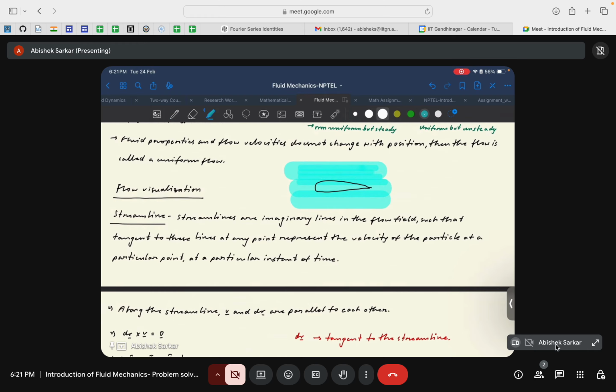The fluid in which the airfoil is kept, depending upon the experimental conditions, might be water or air, but let's say it's water. So the streamlines might be something like this, going across the airfoil, something like this.